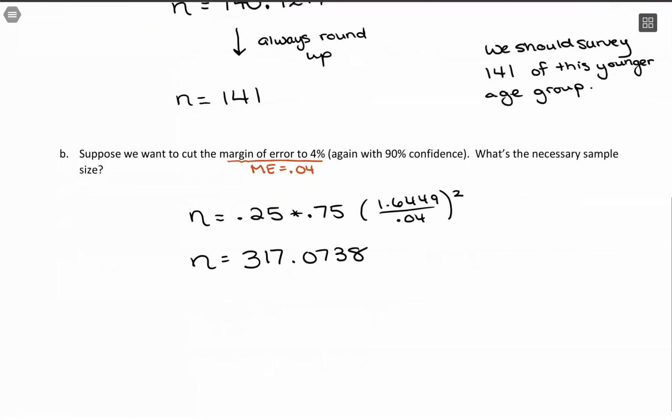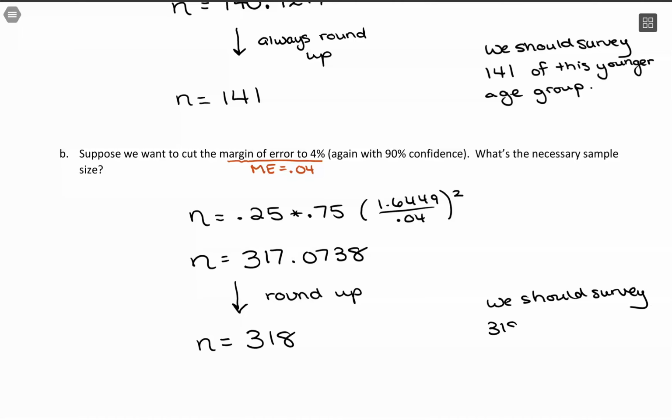317.0738. And here's a case where we would usually round down, like rounding to 317, but that would be incorrect here. We want to round up to a larger sample size of 318. So we should survey 318 of this younger age group.